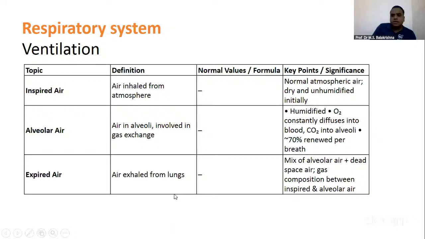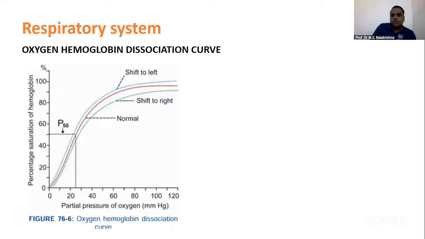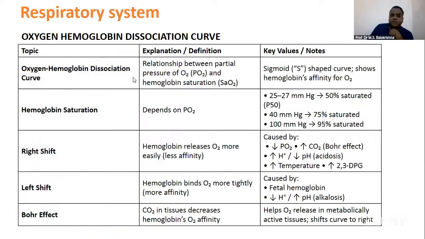The next topic is the oxygen hemoglobin dissociation curve. We have studied this in the blood chapter also. The oxygen hemoglobin dissociation curve is the relationship between the partial pressure of oxygen and hemoglobin saturation. O2 plus Hb: how much it is binding, that is the oxygen Hb curve. So it is the relationship between partial pressure of O2 and hemoglobin saturation.